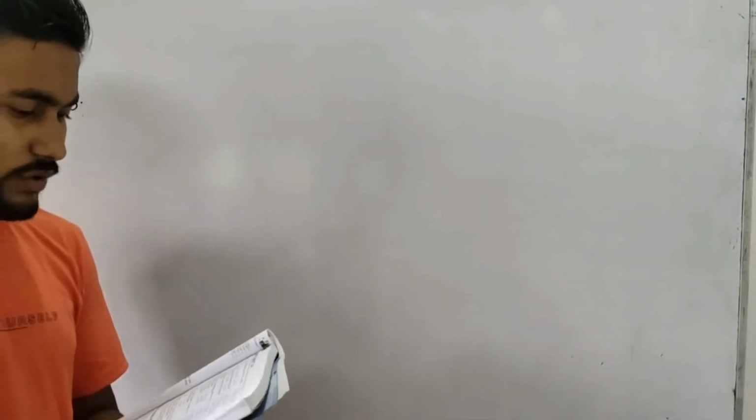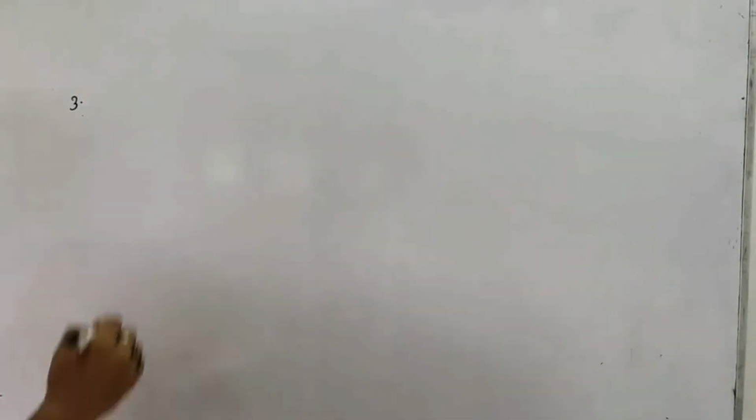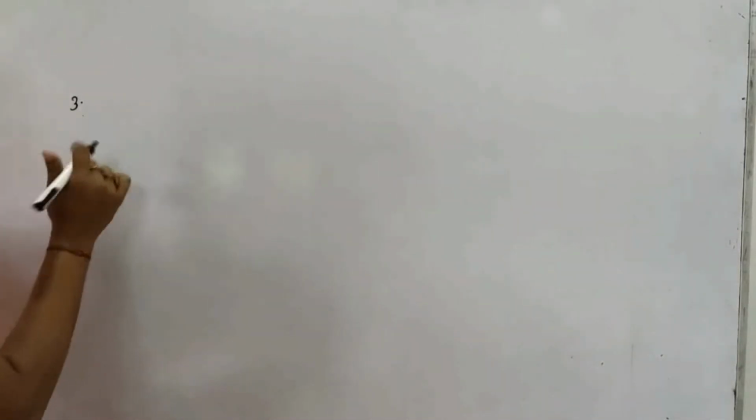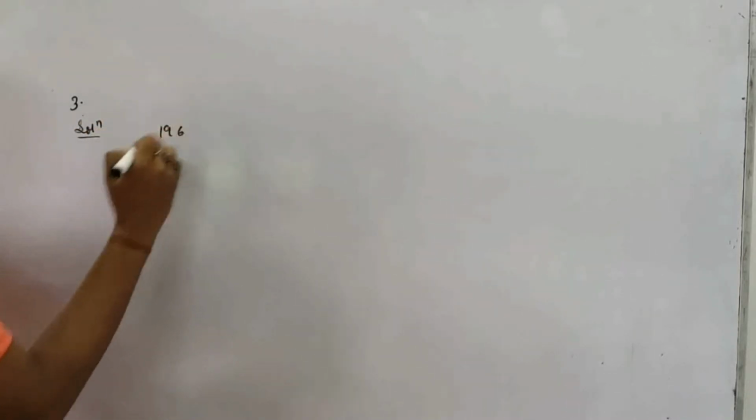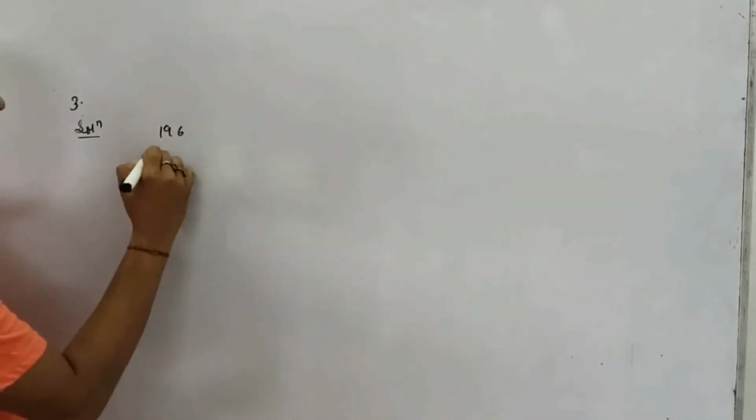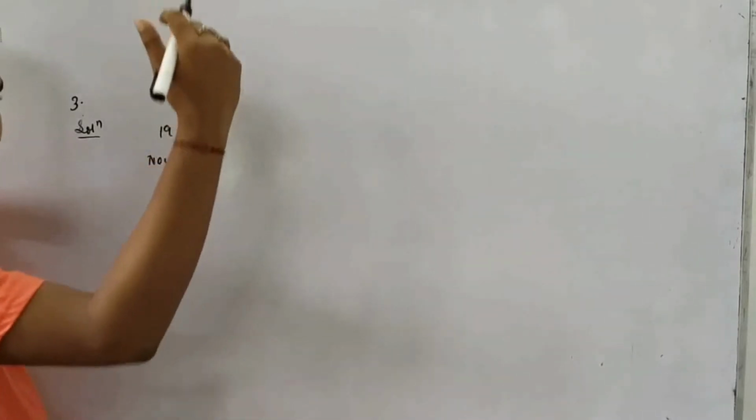You read the question once. What is question number 3? Find the square root of 196 and 289 by the method of repeated subtraction. Okay, 196 and 289. At first, number 1 is not given. So in the solution we will find for 196. So how to start? Start subtracting odd numbers serially.